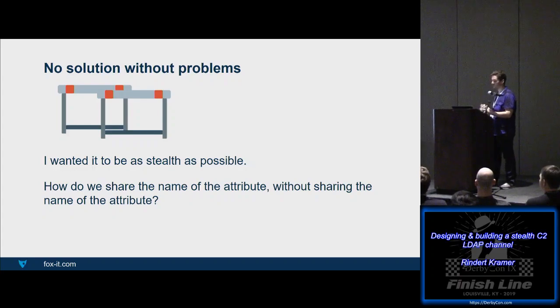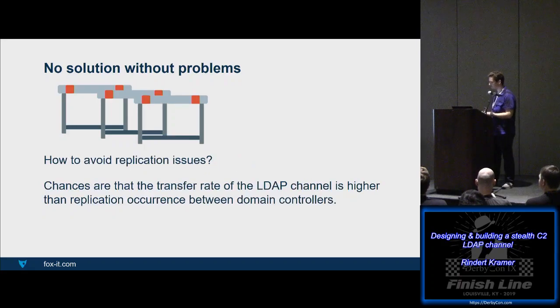So the new attribute has been selected, for example, but I did not want to communicate the name of the attribute directly over the network via LDAP. So I wanted to share the name of the attribute basically without sharing the name of the attribute. So chicken and egg problem, catch 22. But how do you do that?